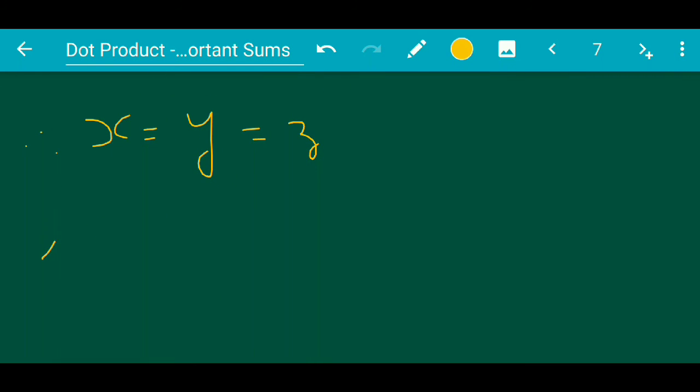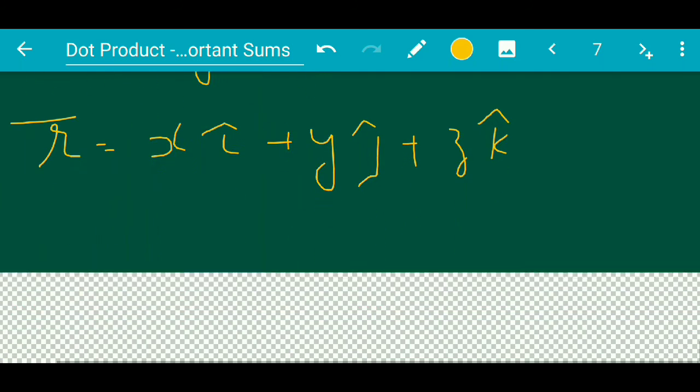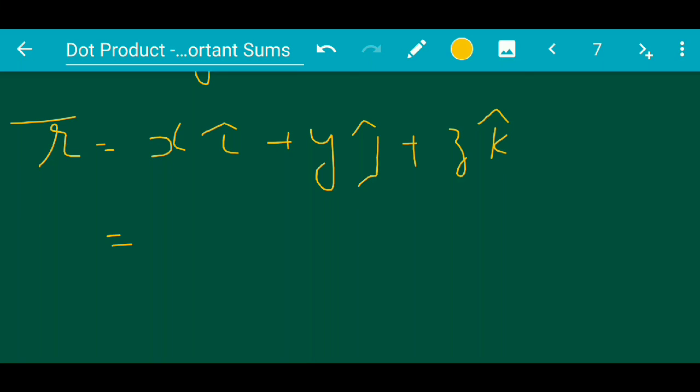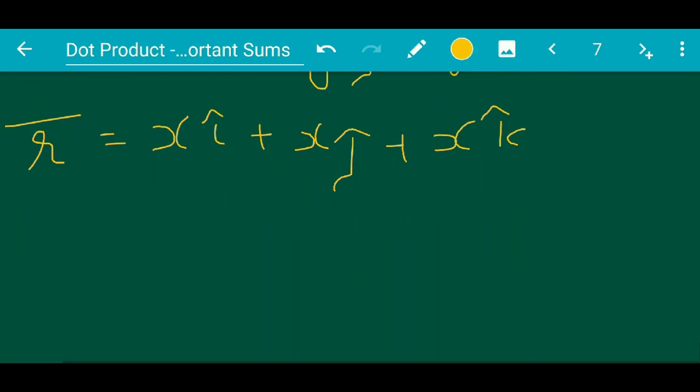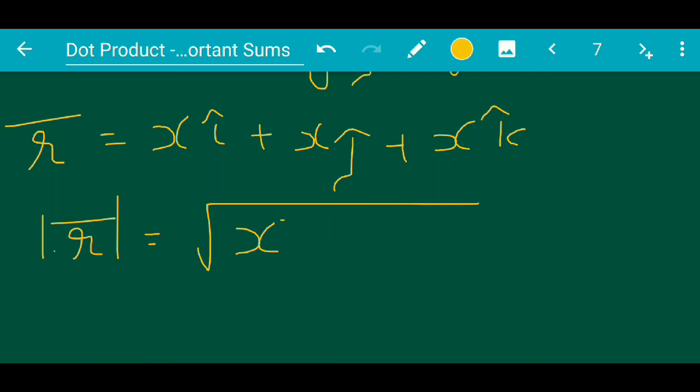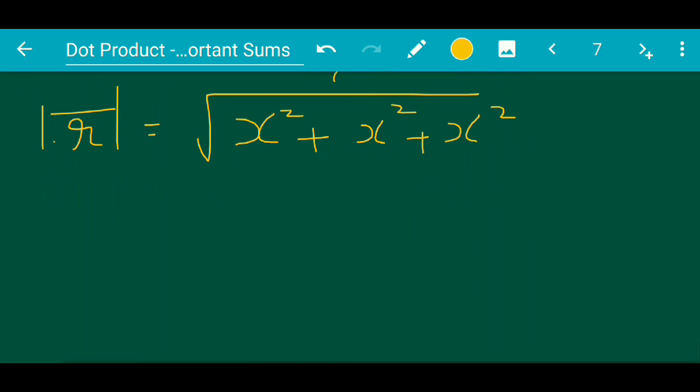And therefore r bar is equal to xi. We have to find r bar, remember. R bar is equal to xi plus yj plus zk, which becomes, since x and y and z are equal, xi plus xj plus xk. This becomes the value for r bar. Now what about mod r bar? Mod r bar becomes root of x square plus x square plus x square. So mod r bar becomes root of 3x square.